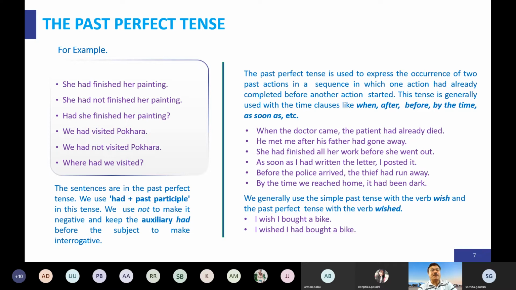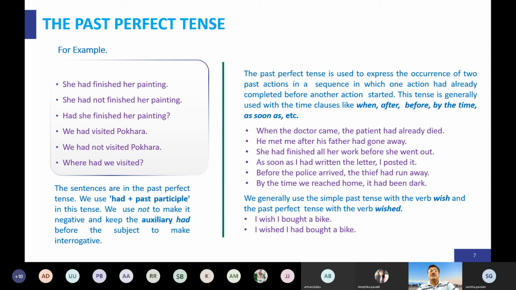We use had plus past participle. In the example, had plus past participle: had finished, had not finished, or had and subject and finished. Had visited, had not visited, and had we visited. We use not to make it negative and keep the auxiliary had before the subject to make it interrogative. Previously also we have been doing the same, and now also the same.